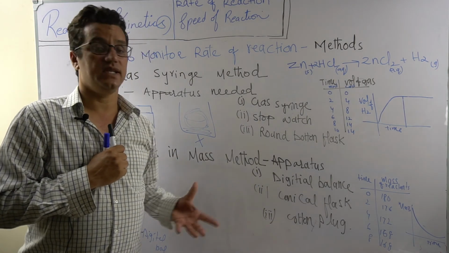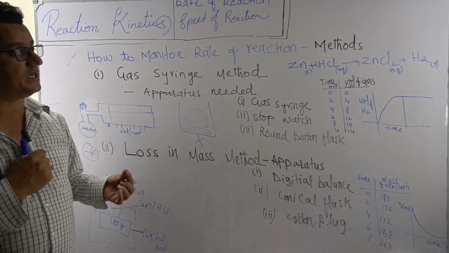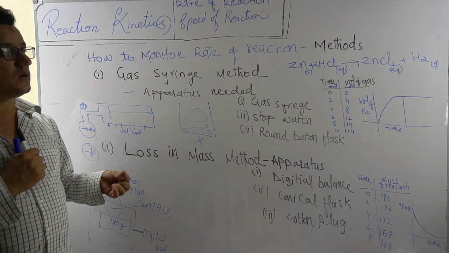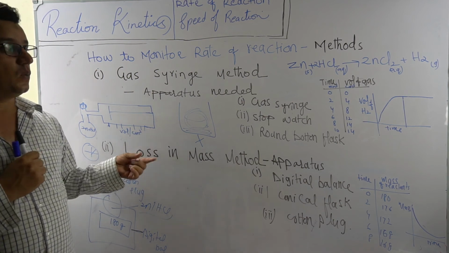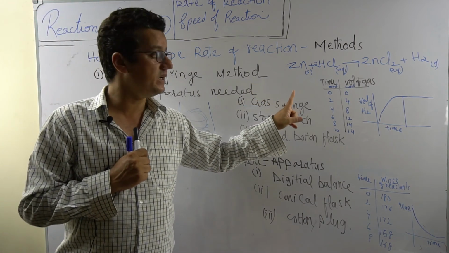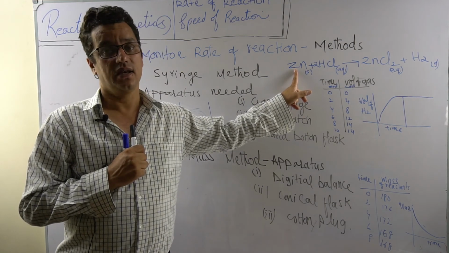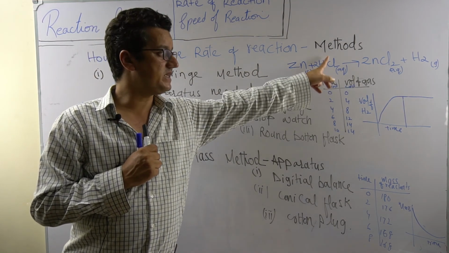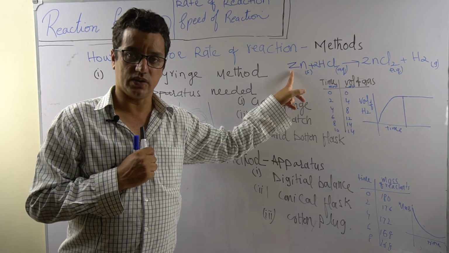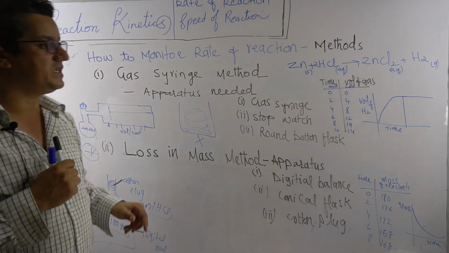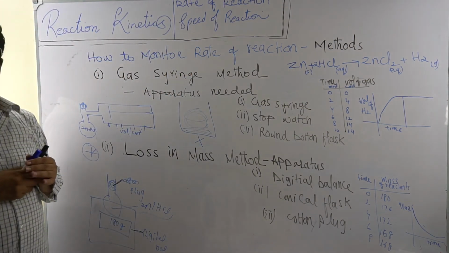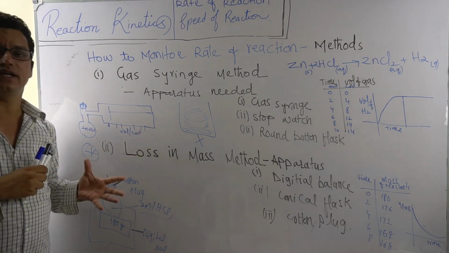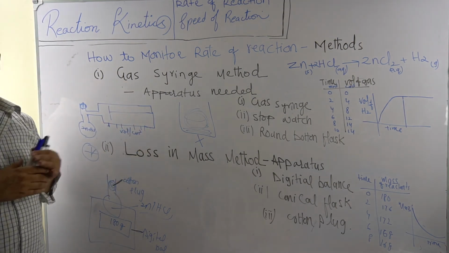Okay, when the question asks what factor has caused the reaction to slow down, we need to be careful about what was in excess, and normally it is mentioned in the question. If zinc is in excess, it means HCl is used up. If HCl is in excess, it means zinc is used up. Okay, so we normally take these precautions. So these are the two main methods to monitor the rate of a reaction.